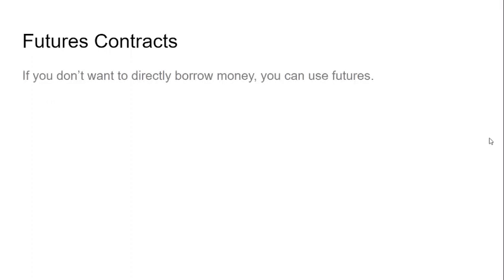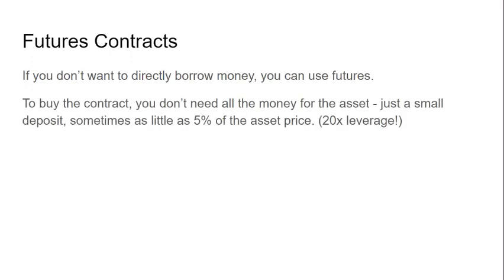Futures contracts are a way of doing this if you don't want to actually borrow money. Okay, a futures contract is just a contract to buy an asset sometime in the future. And they are leveraged. That's the point of them. They are inherently leveraged because you're not actually buying the asset. You're buying a contract that represents the asset. And for that, you only need a deposit because you're not buying the asset, right? So sometimes that's as little as 5% of the asset price, which gives you a massive amount of leverage, 20 times the amount of money that you put in.